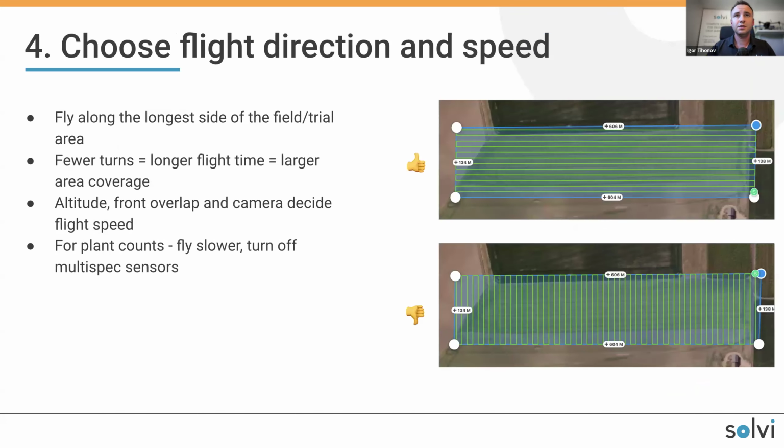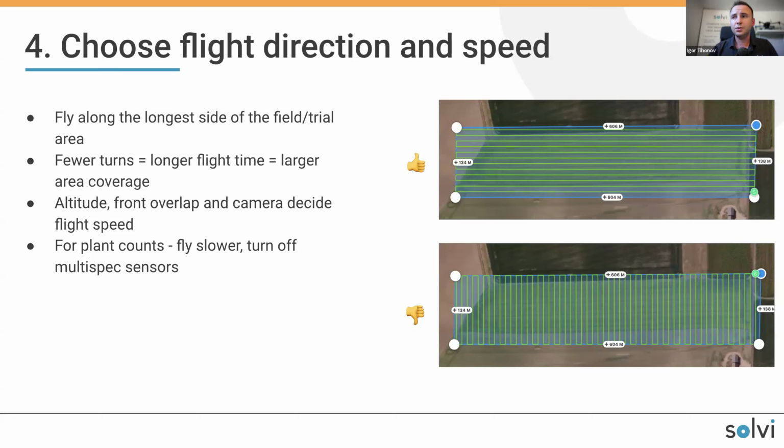Number 4, choose the flight direction and speed of the flight. If the trial is very long and thin in area, like in the top image here on the right, it's usually a good idea to fly along the longest side of the area. That way the drone will make fewer turns and will fly the trial much faster. So the more turns the drone makes, obviously, the longer it takes.